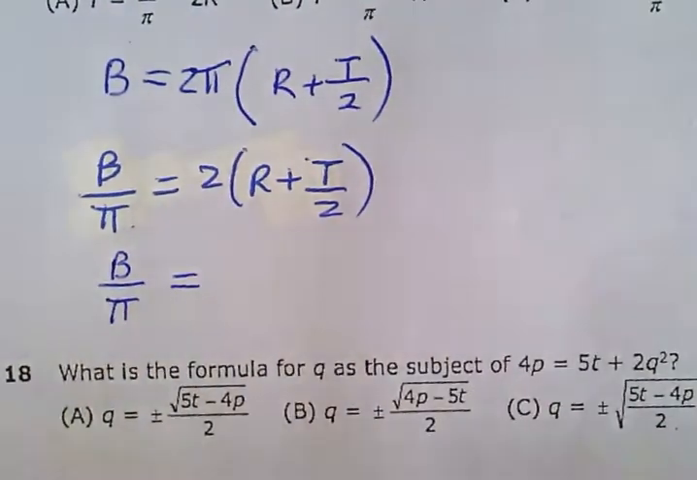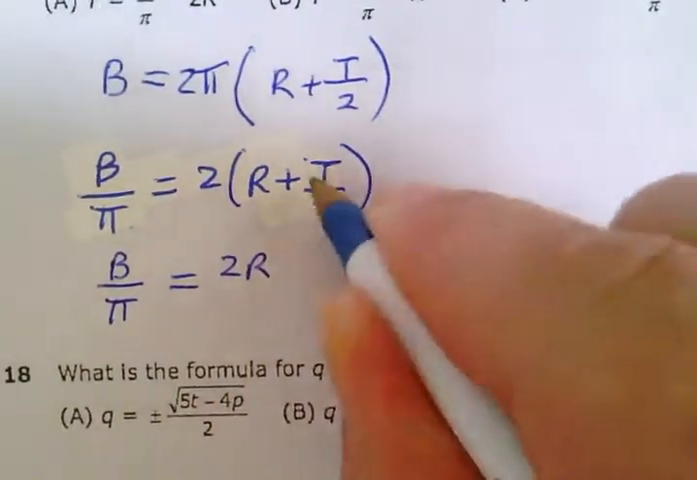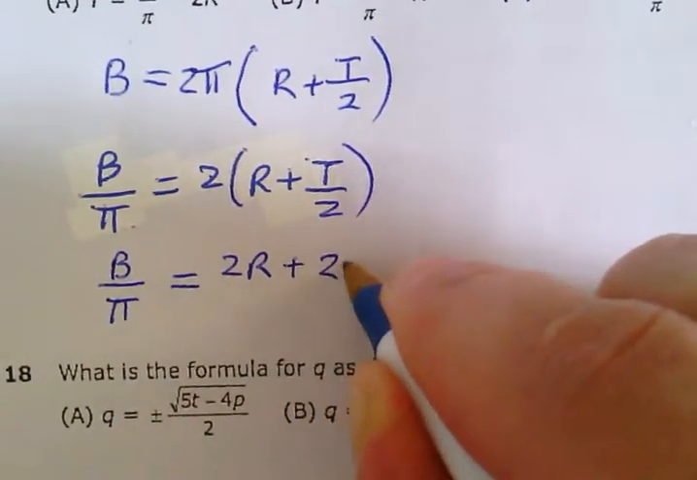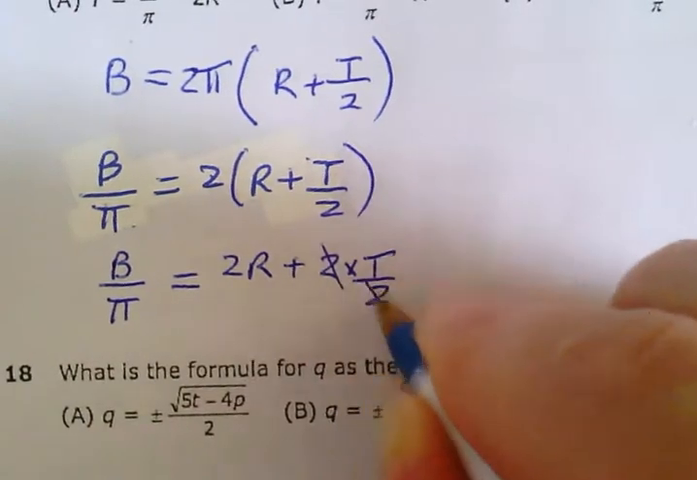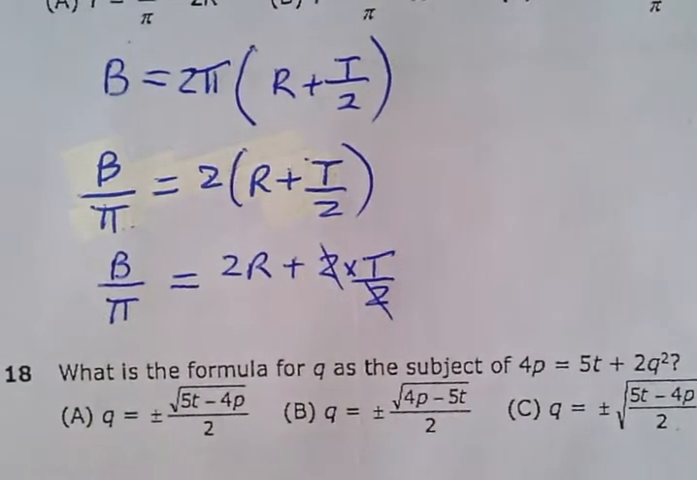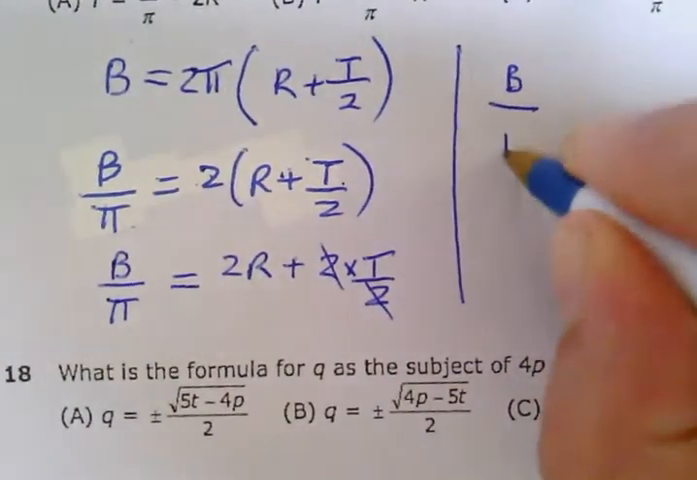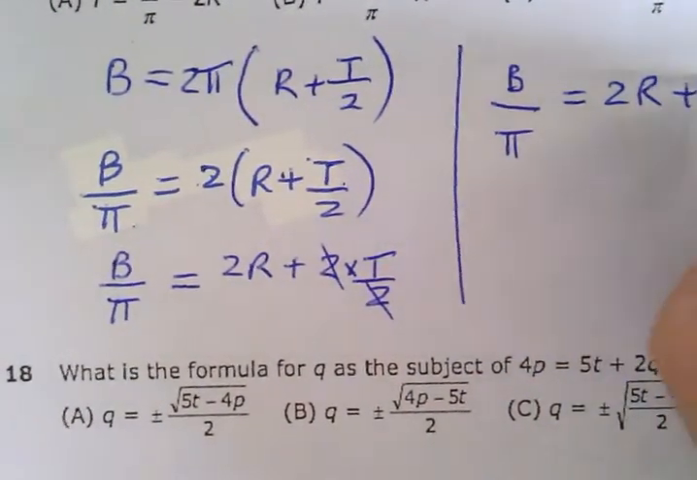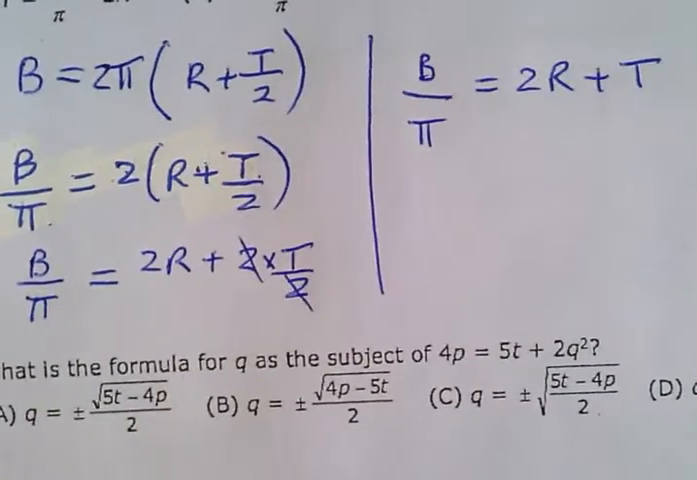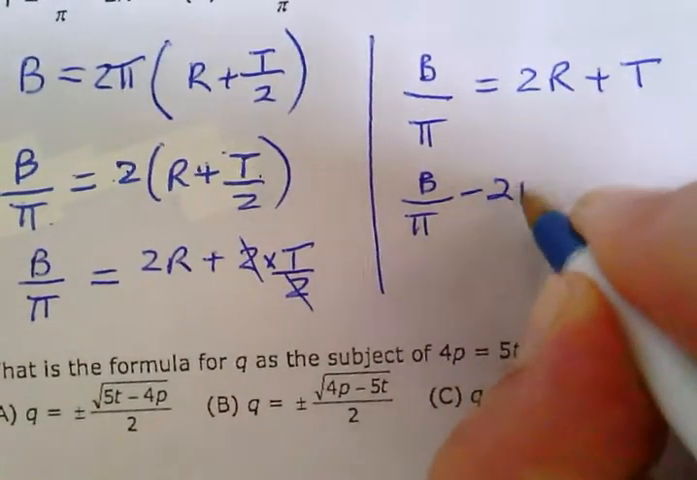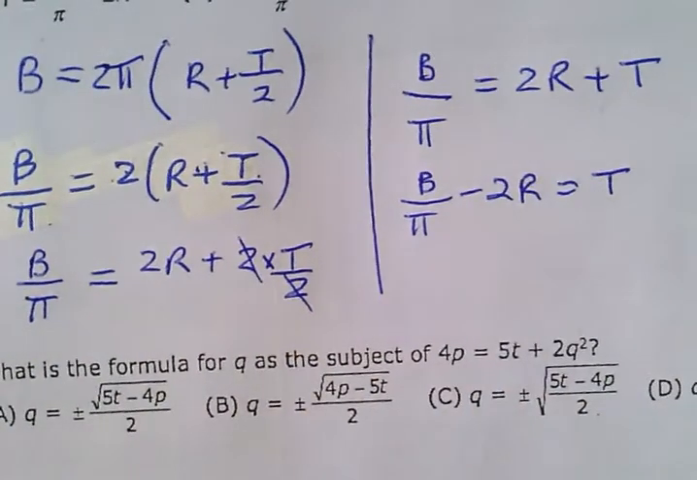The right-hand side. What do you get? 2r. What do you get here when you do 2 times t over 2? You end up with just t. It's like 2 times half t. So I've done 2 times r and 2 times that. That gives me B over pi equals 2r plus t. We're nearly done. Now what do I do? I want t to be the subject, and we just subtract 2r from both sides.